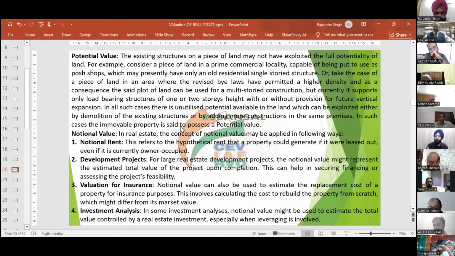So depending upon the potentiality of improvement. Construction of a building is basically called improvement in the technical terms. So based upon the potential of improvement, the value is called potential value.